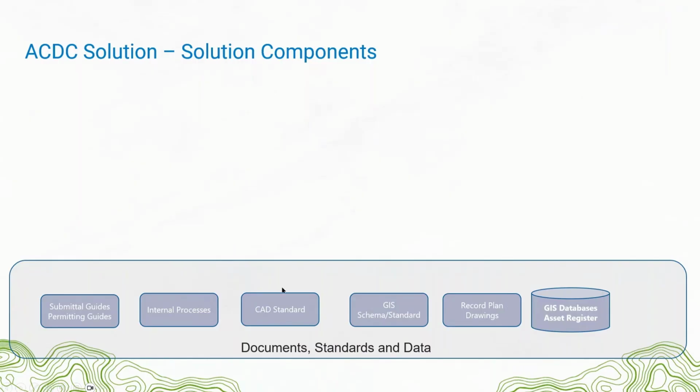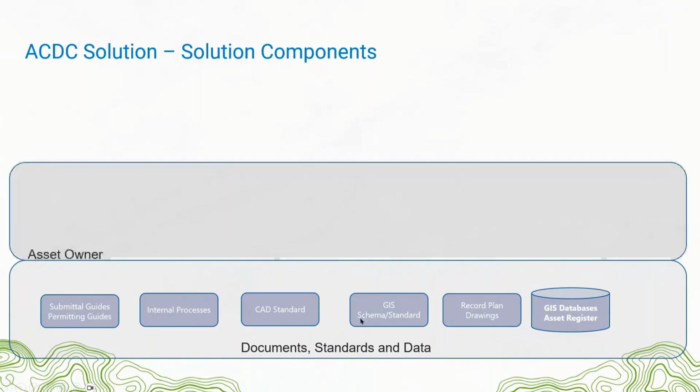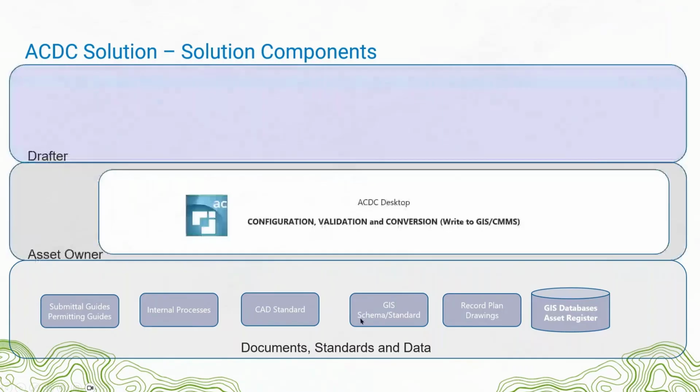The real trick is, what about a CAD standard? We marry all of those together. And you, as the asset owner, if you're obviously the organization doing it, set up the configuration, the validation, and what gets converted. In other words, what features does it go to? And we can actually populate a GIS and a CMMS at the same time. So that's essentially at a very high level.